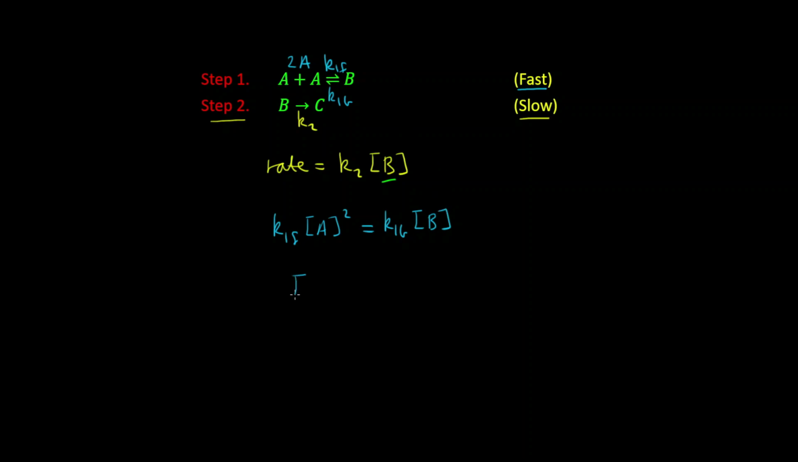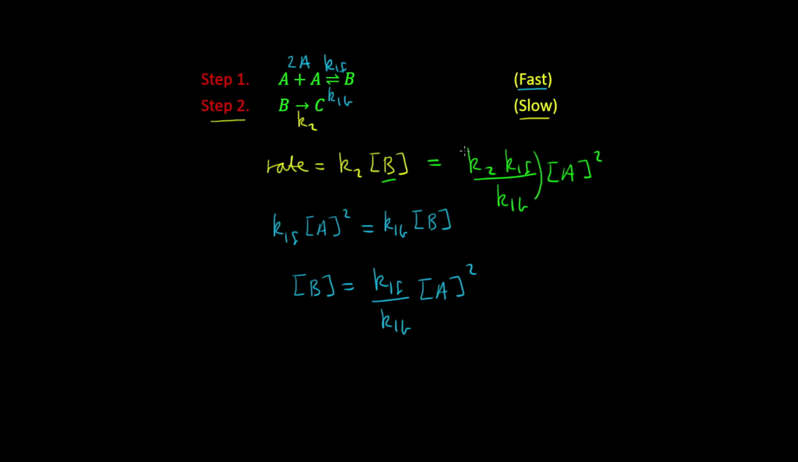And now we can solve for the concentration of the intermediate by dividing through by K1B. So we get K1F on K1B multiplied by the concentration of A squared. And now we can substitute this in our rate law. So what we get is K2 by K1F over K1B by the concentration of A squared.